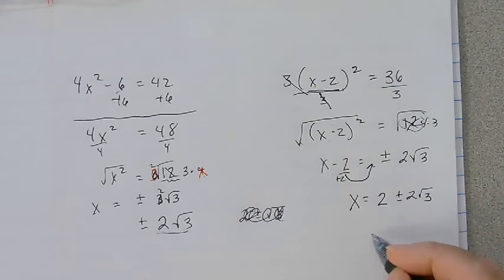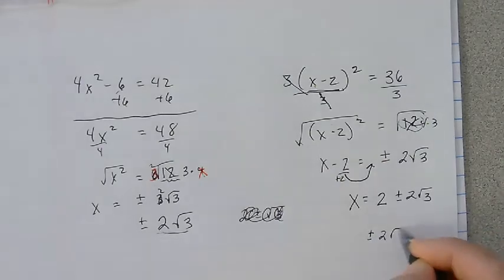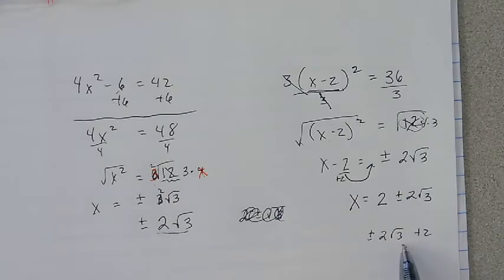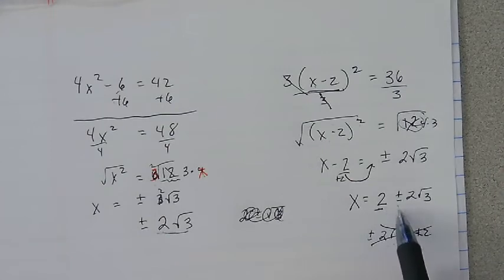It would be the same thing to write plus or minus 2 square root 3 add 2, but this is not standard form. So when you put your answer in Delta Math, this will be incorrect. They want you to write it with the number coming before the plus or minus if you're adding or subtracting it. We'll do another one like that.